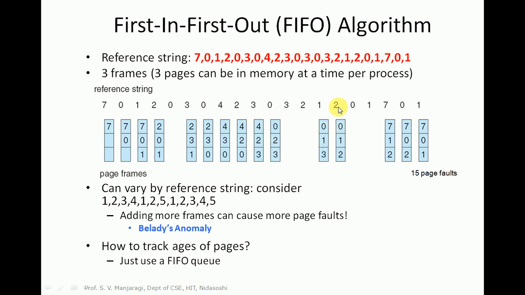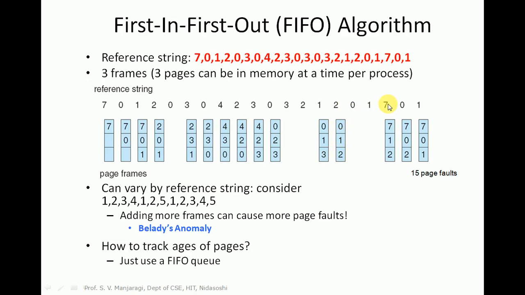Next reference is 2. Okay, again there is no free frame and page fault occurs for 2 here. So which one will be replaced? 3 is replaced with 2. Now we have got 0, 1, 2. The next reference is 0. So no page fault occurs because 0 is already there in the memory. Next 1, no page fault because 1 is there in the memory.